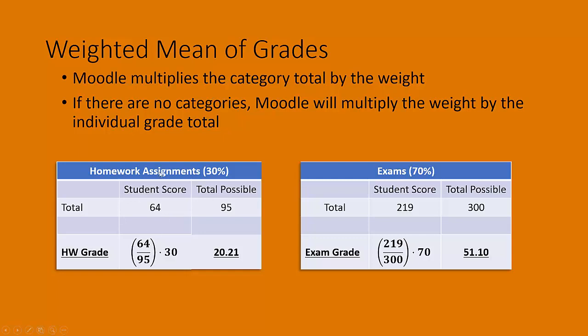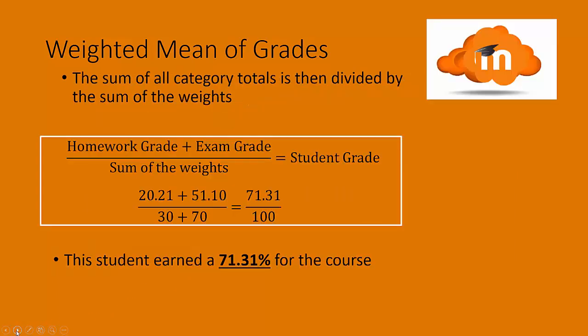So here in our example, you can see the homework assignments were 30%. You have the student score over the total amount possible, 95 points, and it's multiplied by 30, representing the total weight for the homework category. Once you get your weights, your categories totaled, then you add them together, put it over the sum of the weights, and your student in this example has earned a 71.31% for the course.